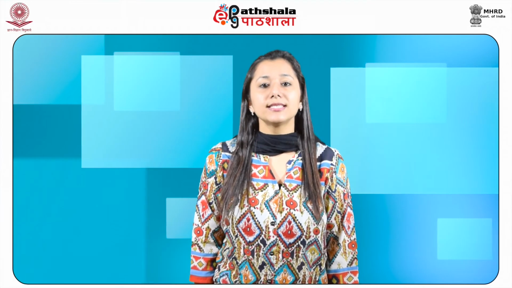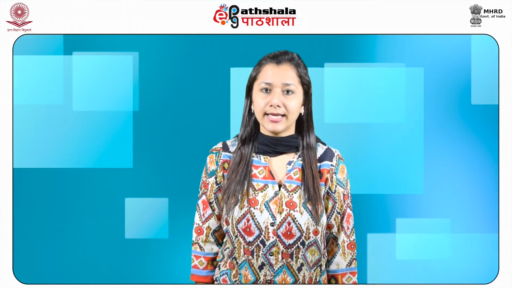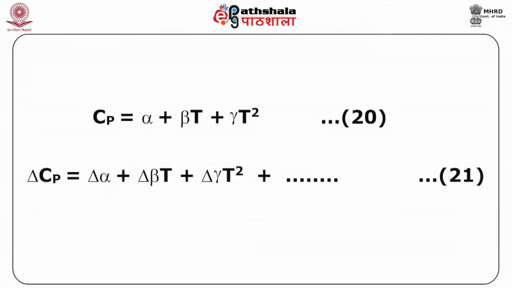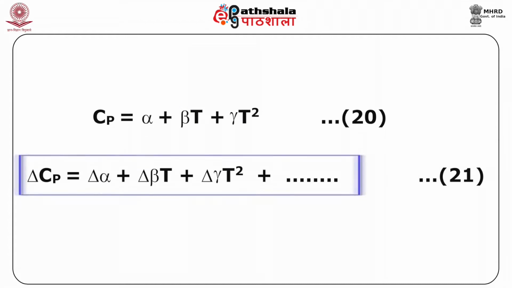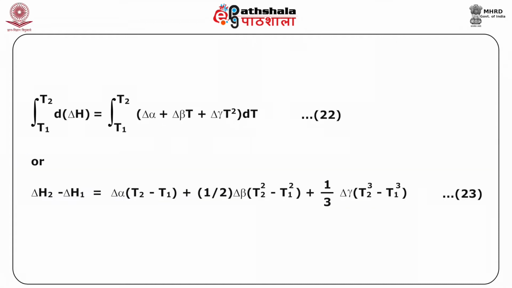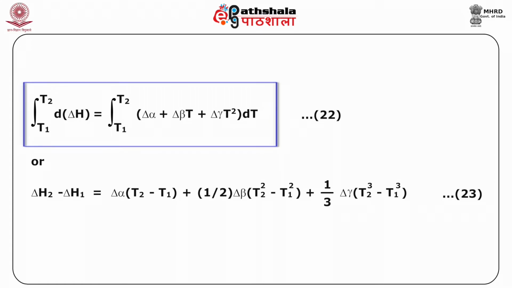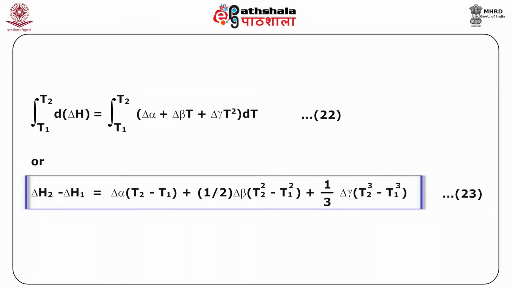If the temperature range is not small, then the heat capacities will vary with temperature. Thus, it is convenient to express the heat capacity as a power series in temperature T, that is, this is our equation 20, where alpha, beta and gamma are constant for a given species. Similarly, we have equation 21 as, substituting equation 21 in equation 15 and integrating between T1 and T2, we get equation 22 as, or this can be written in the form of equation 23 as, equation 23 is the integrated Kirchhoff's equation.